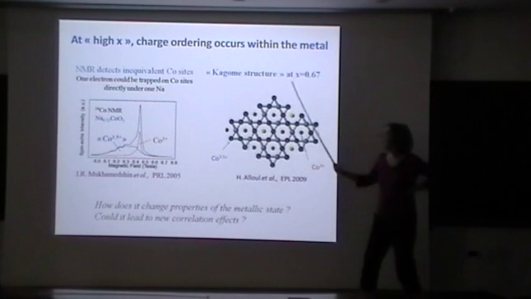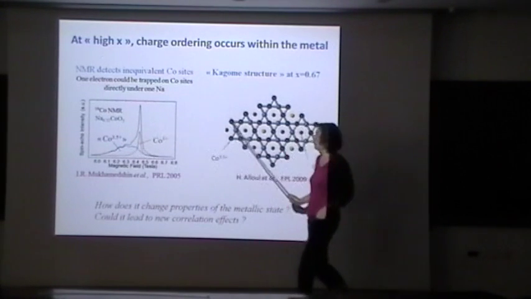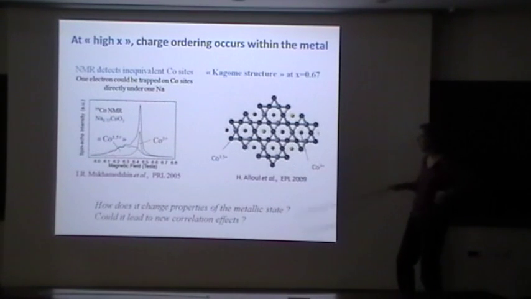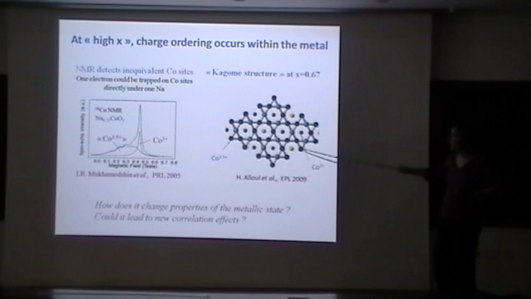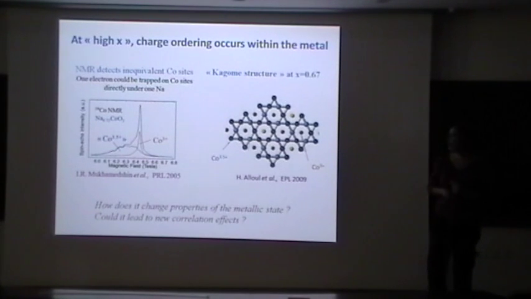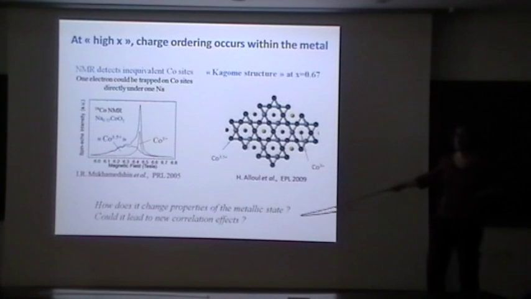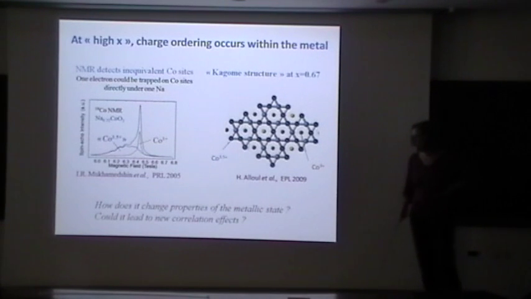In some cases, at this composition of 0.67, it has been possible to map the distribution of these cobalt sites, how they are ordered together. It was found that these metallic cobalt sites form a Kagome lattice here, and at the center of each of these Kagome crosses, you find a cobalt 3+ state. This cobalt 3+ state corresponds to the cobalt with a sodium that is just above or below it. It is believed that this sodium plus ion can stabilize this electron on some of these cobalt sites directly beneath them. But then you have, of course, quite different metals than the regular triangular cobalt plane that you would expect. And of course, you can ask how it will change the electronic properties of the metallic state. Could it lead to new correlation effects?